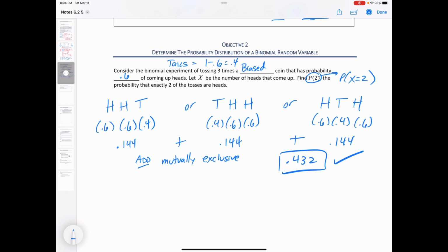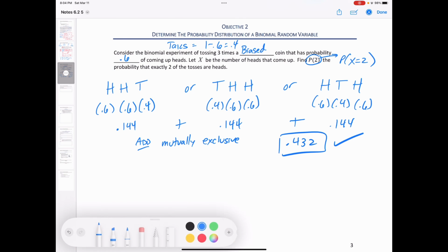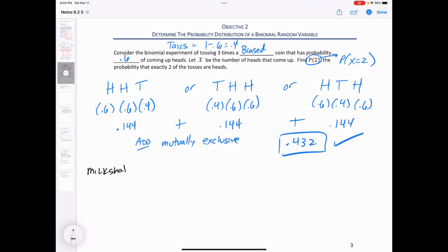If you think about the first question, the milkshake problem, we could have done this the same way. Here's how I would have set up the milkshake problem. I would have said, okay, my first 3 people win, and my next 7 don't. 1, 2, 3, 4, 5, 6, 7. Okay, so there's my people.